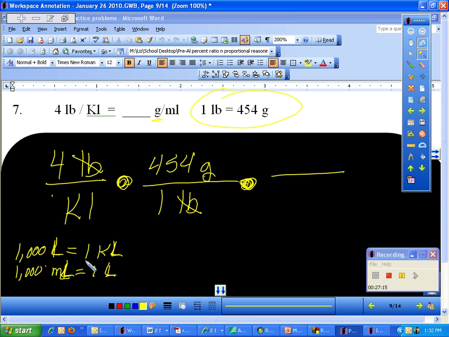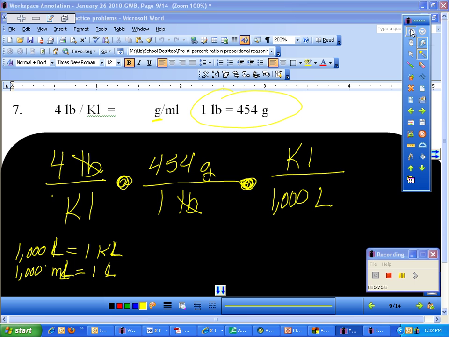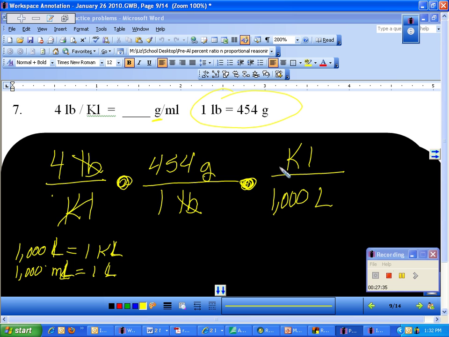Which one's going to go on the top, the 1 kiloliter or the 1,000 liters? Which one's going to go on the top, Megan? The kiloliters, because the kiloliters down here need to be canceled. So for 1 kiloliter, there's 1,000 liters. I'm going to cancel my kiloliters. Now I'm going to go from liters to milliliters, because that's what I need in my problem. So there are 1,000 milliliters in 1 liter.